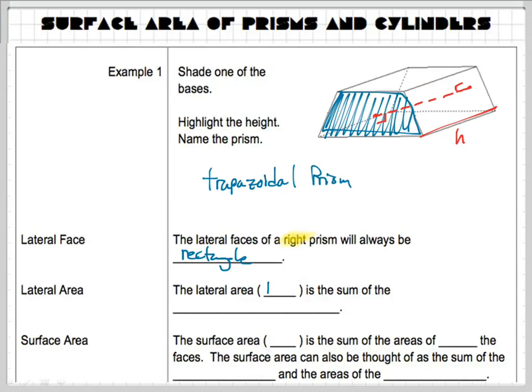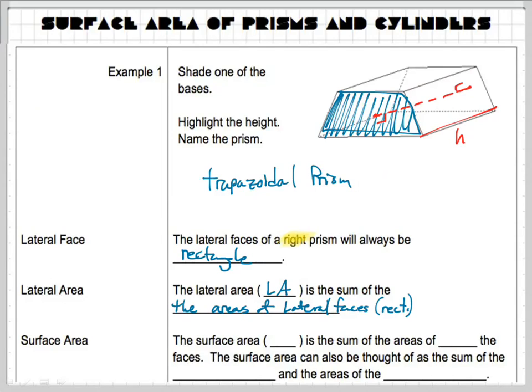The lateral area, LA, is the sum of the areas of lateral faces. Now I'm saying lateral faces, but I could just say rectangles. We'll simplify rectangle right there. Rect. Sounds kind of weird.